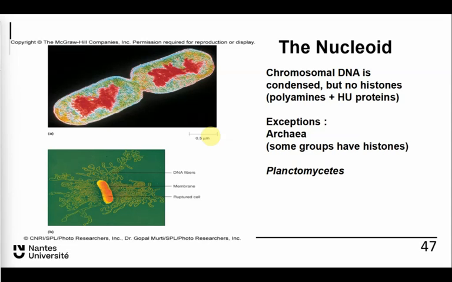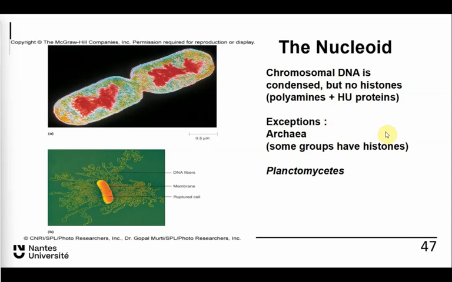So this is a bacterium that's been digested with a protease. So all of these HU proteins have been degraded, and you can see the double-stranded DNA is really, really big compared to the bacterial cell. So this condensed form of DNA inside the bacterium is the nucleoid.